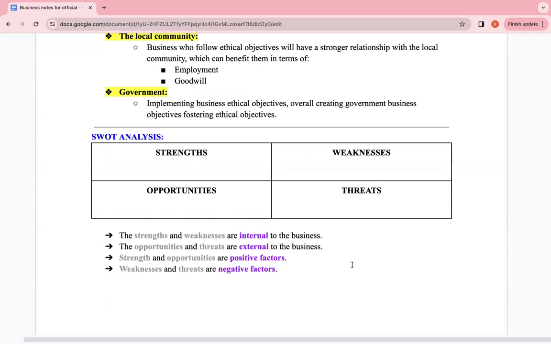And if you're an SL student, you still need to know this because it's part of your syllabus and you can be asked this for any of your papers, paper 1s or paper 2s. So SWOT, what does it stand for? Strengths, weaknesses, opportunities, threats. It's very important to remember.